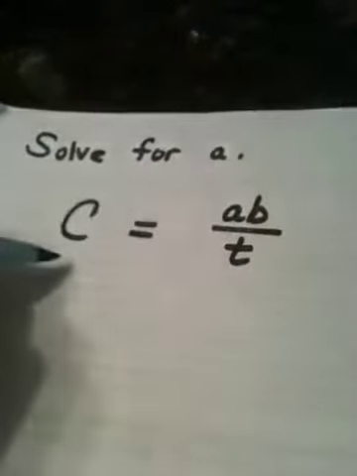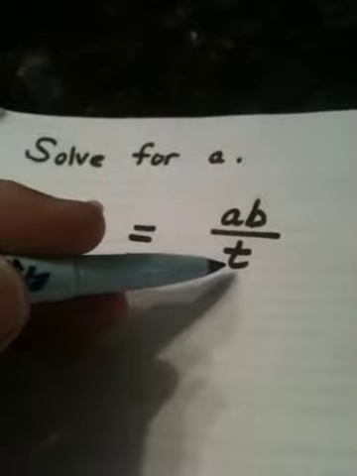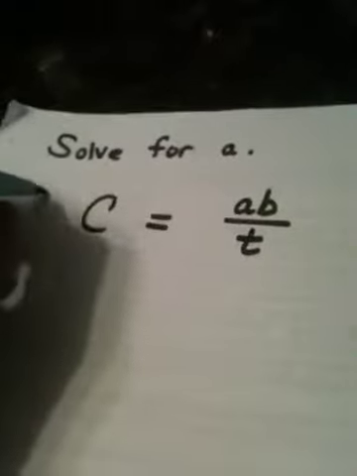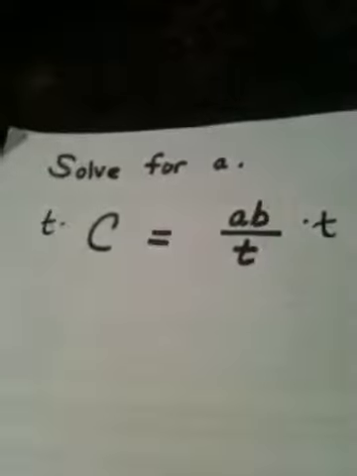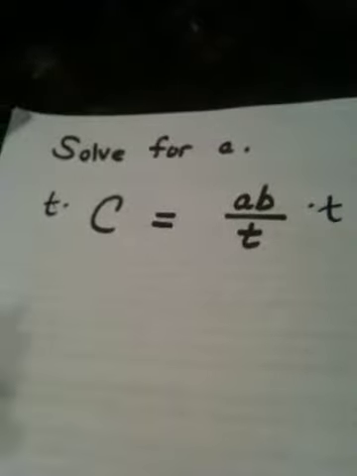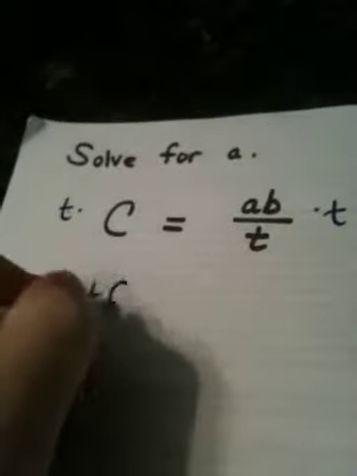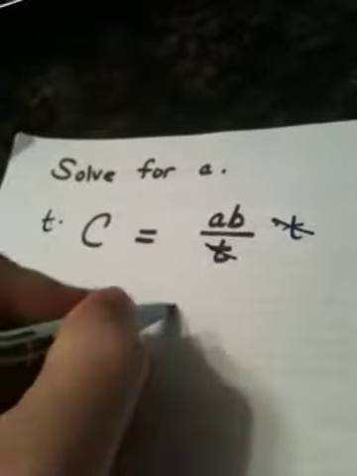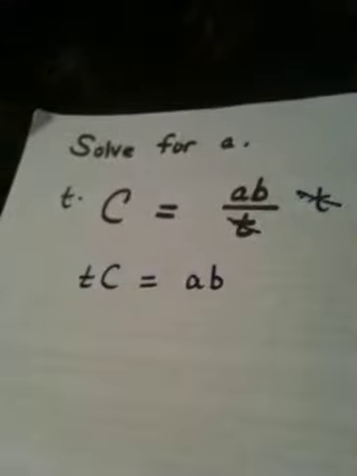The first thing I teach my students is to find the LCD, which in this case would be T, and multiply through by it. So I multiply both sides of the equation by T to clear fractions. We get TC is equal to, over here the T's cancel, leaving me with AB.